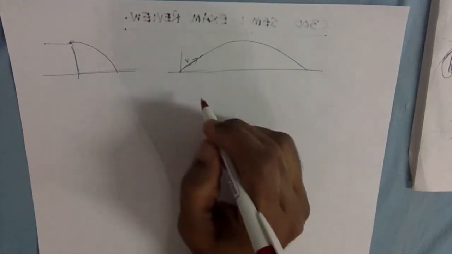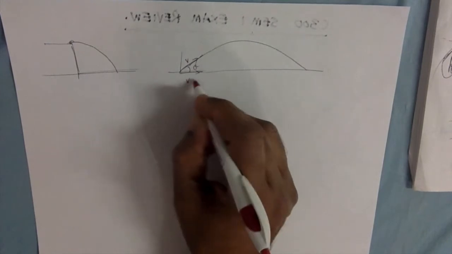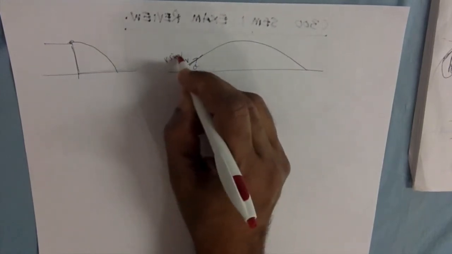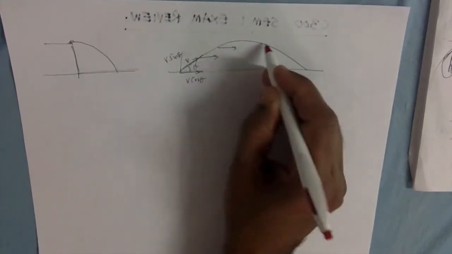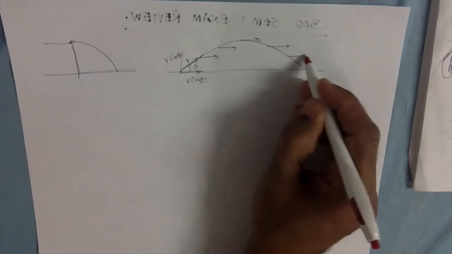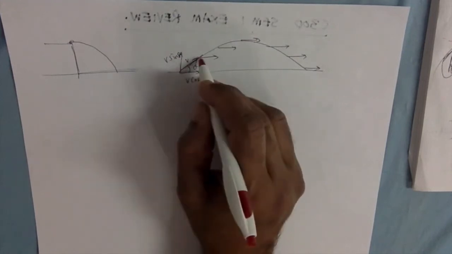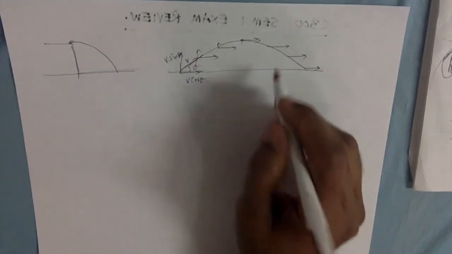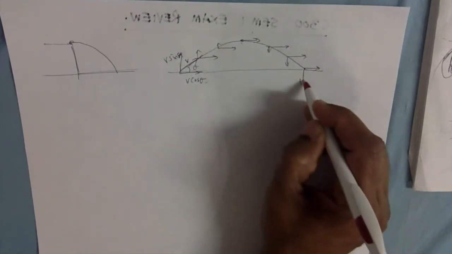So if you have a velocity v at an angle theta, the horizontal component is v cosine theta, and the vertical component is v sine theta. The horizontal component never changes. Even at the very top, it's still v cosine theta, and it goes on. Whereas the vertical component is definitely going to reduce, and finally over here it is 0. And then up here it's reversed, backward, downwards.